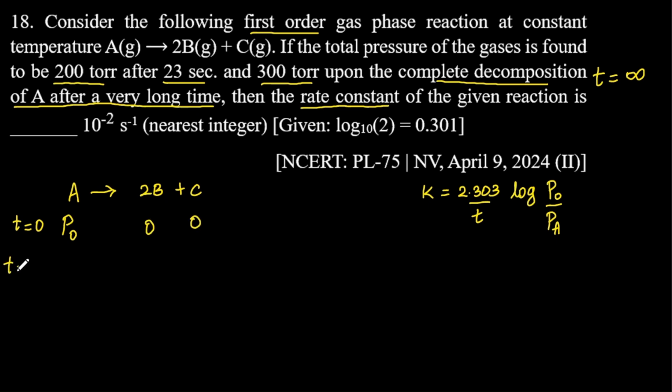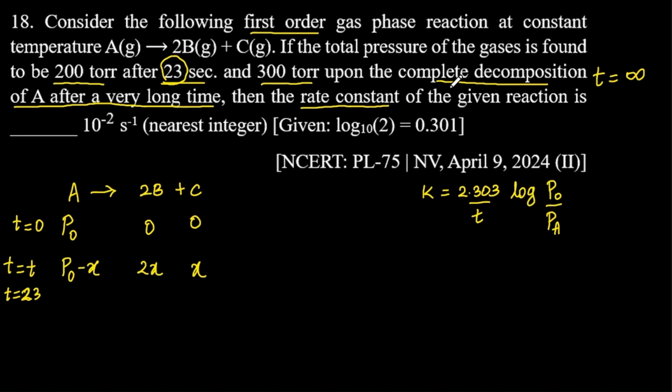Then at time t equal to 23 seconds, or you can say at some other time t equal to t, the partial pressure of the reactant will be decreased x times and the partial pressure of the product B will be increased 2x times, and for C it is increased by x times. So let us keep this time as 23. So we don't know the value of x. We need to find that.